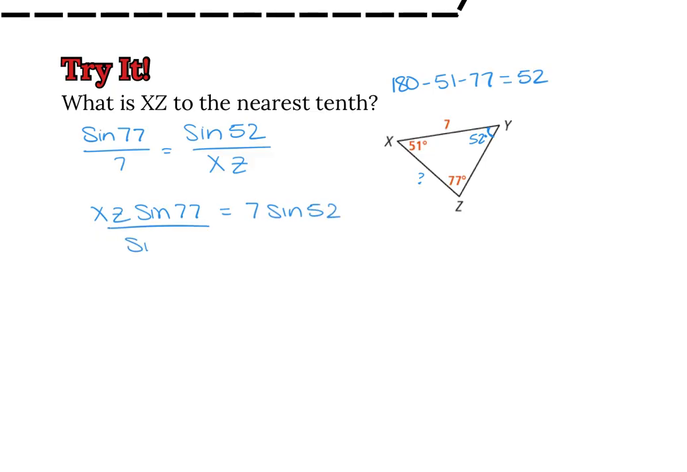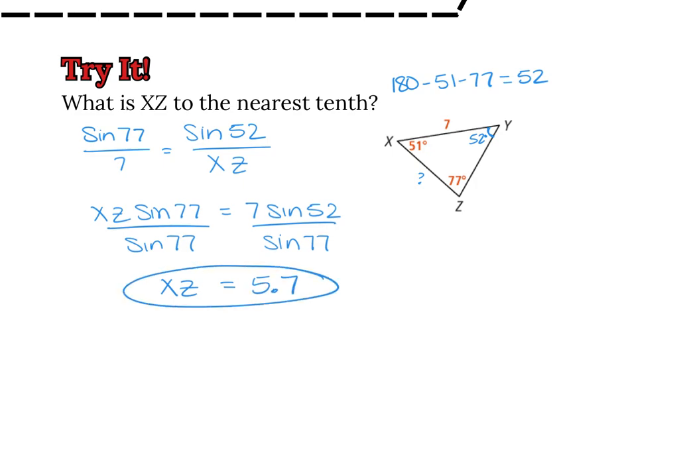Divide by the sine 77 to leave XZ by itself. Once I plug all of that in my calculator, I'm going to get 5.7 for the measure of XC.